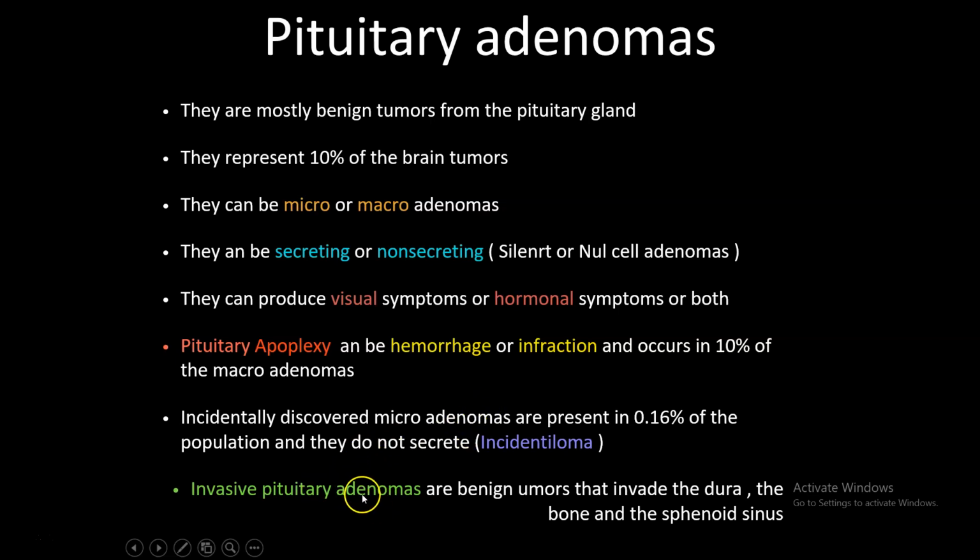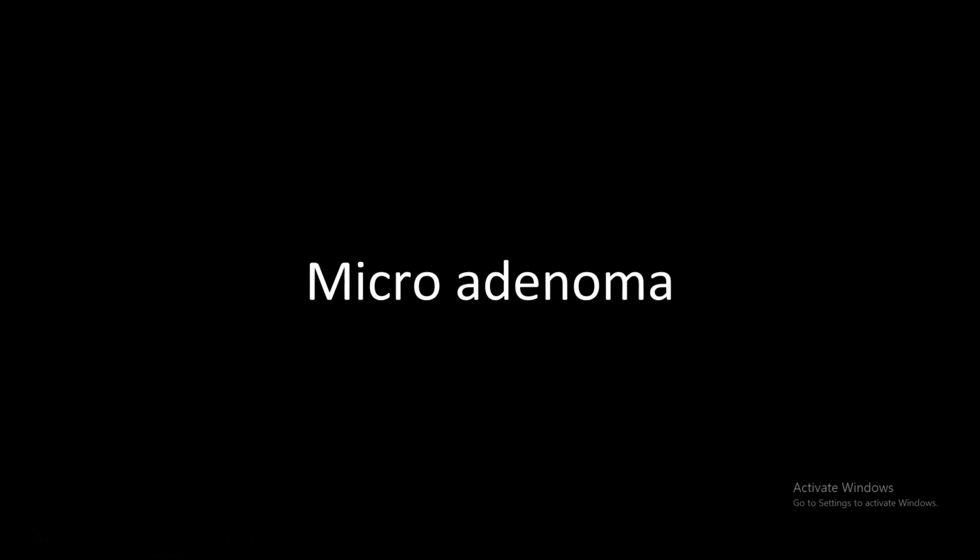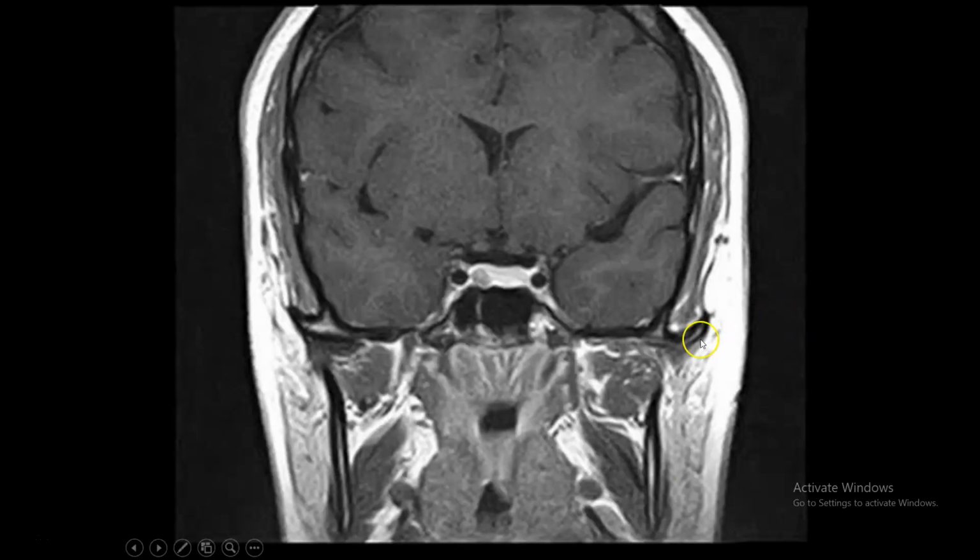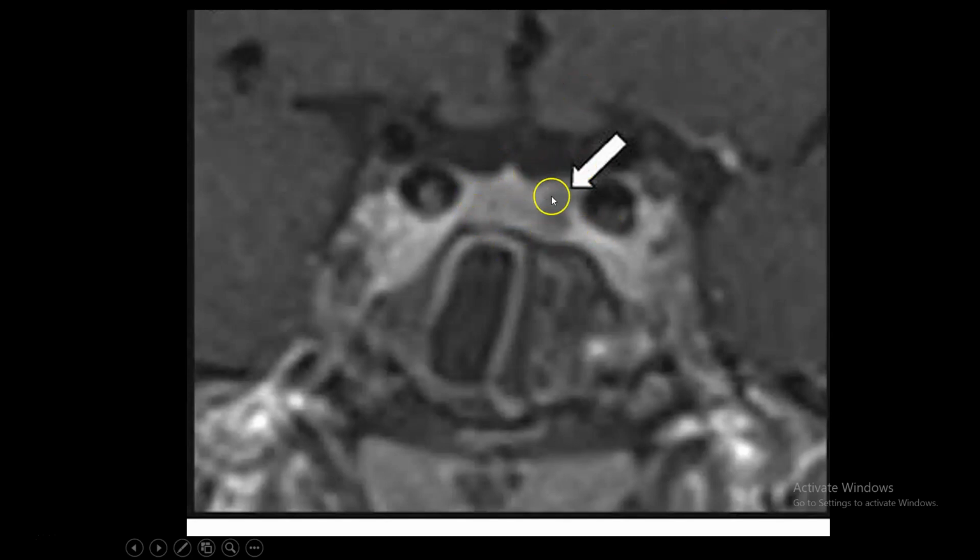Invasive pituitary adenomas are benign tumors, but they invade the dura, the bone, and the sphenoid sinus. So for the microadenoma here, we have a coronal cut of MRI, and you see an area of hypodensity on the right side. This is a microadenoma. This is the pituitary gland. The incidentaloma is also a microadenoma, but the first one was secreting, and the second one was not secreting and was discovered accidentally. The first one you operate, the second one you leave alone.